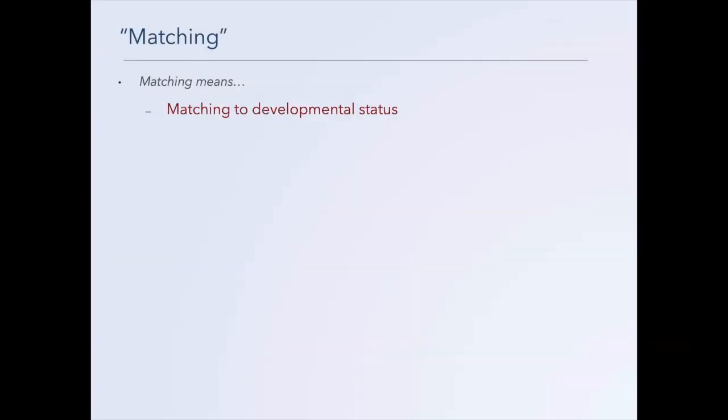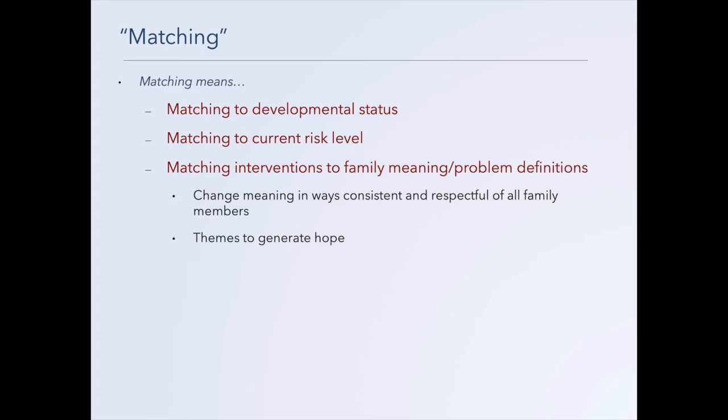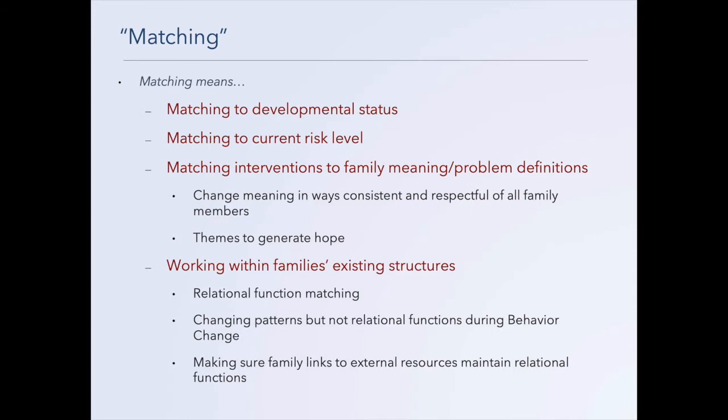Matching also means matching, as I said earlier, to the developmental status of the family, matching to the current risk level, and matching to meanings, problem definitions, and matching to relational functions and the structure of how that family works. Development, risk, the meaning and the words and the problem definitions, the exact issues that are important to the family, and then their structures around their relational functioning. Matching means all of these things. This is where the creativity of you, the interventionist and the therapist, comes into play. Can you adjust what you do based upon the family according to these four areas?